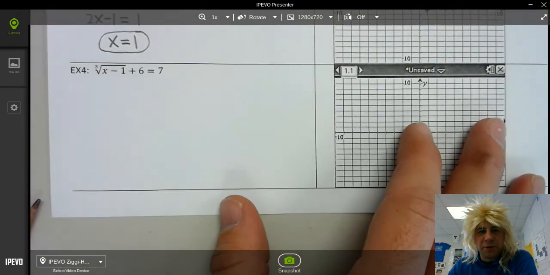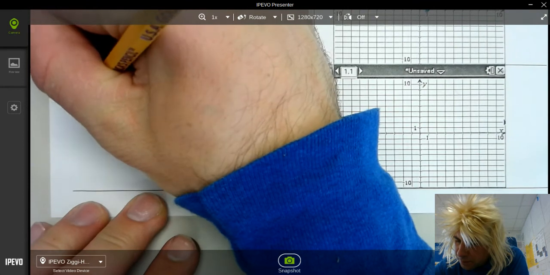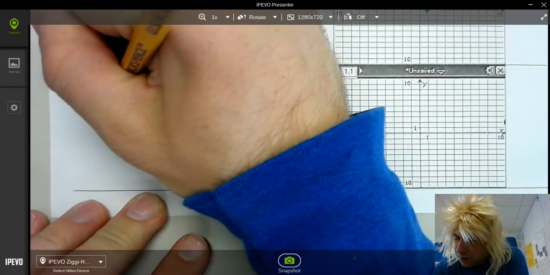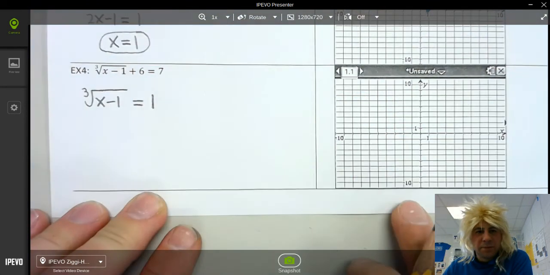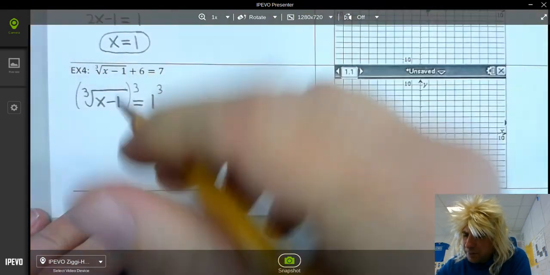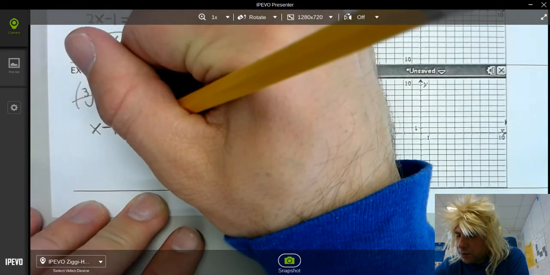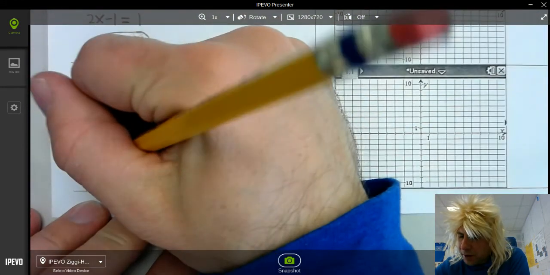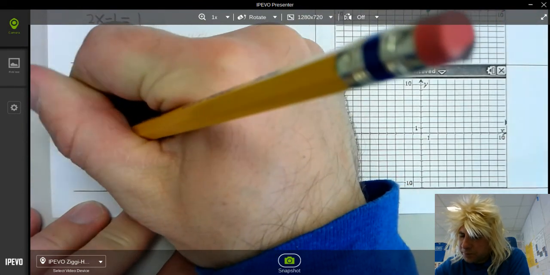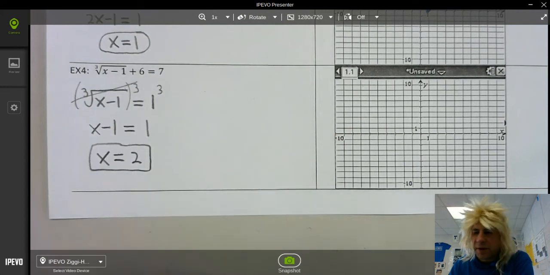All right. So let's look at example 4. All right. So to solve, we're going to subtract 6 from both sides. So you get the cube root of x minus 1 equals 1. We're going to cube both sides. That becomes the power of 1. You get x minus 1 equals 1. Add 1 to both sides. X equals 2. All right, so we've got our solution. Now let's graph and check.